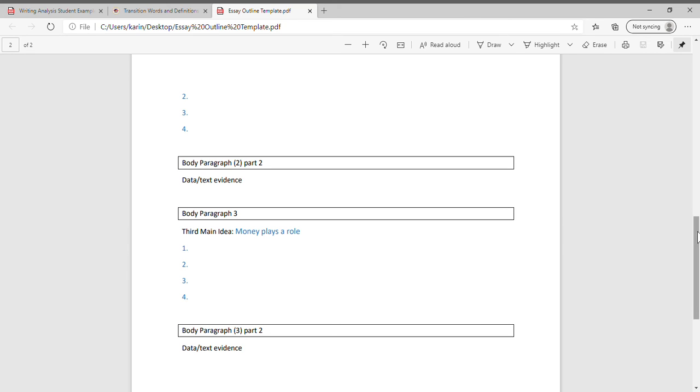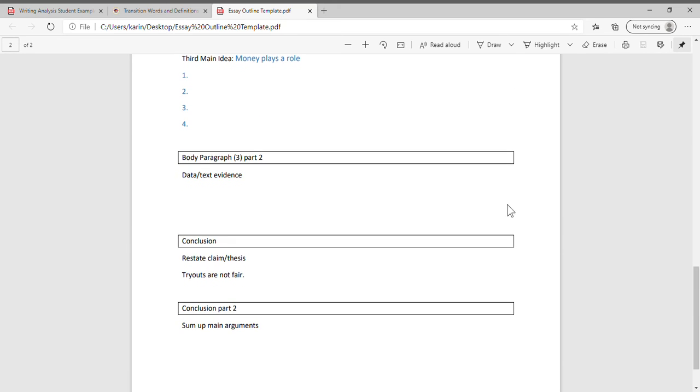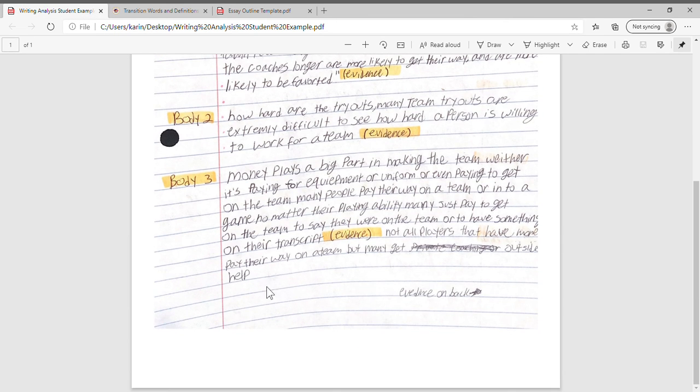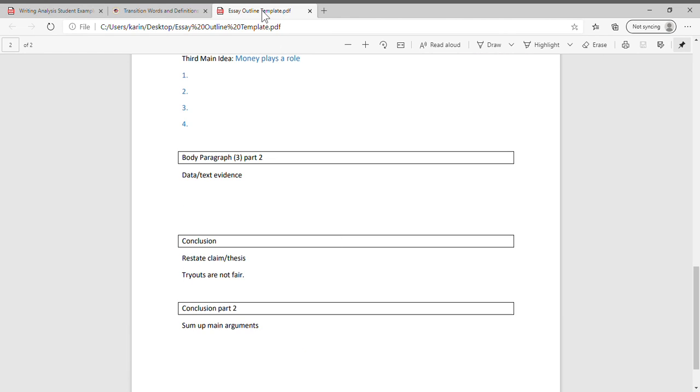So lastly, I noticed that you don't have a conclusion paragraph. So were you having a hard time writing that? Yes? Okay, that's all right. So here, for your conclusion, it tells you what you need. You need to restate your claim or your thesis. So your thesis is tryouts are not fair. So I would like you to complete this, write it in a complete sentence.